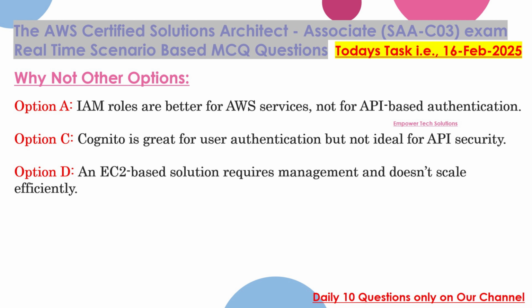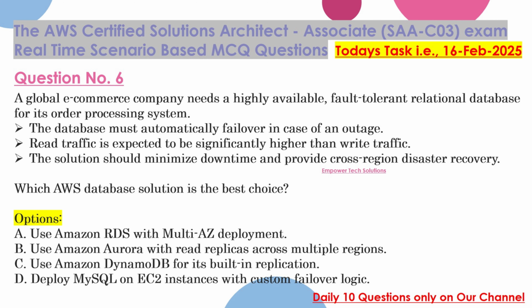Why not other options? Option A, IAM roles are better for AWS services, not for API-based authentication. Option C, Cognito is great for user authentication but not ideal for API security. Option D, an EC2-based solution requires management and doesn't scale efficiently. Question 6.